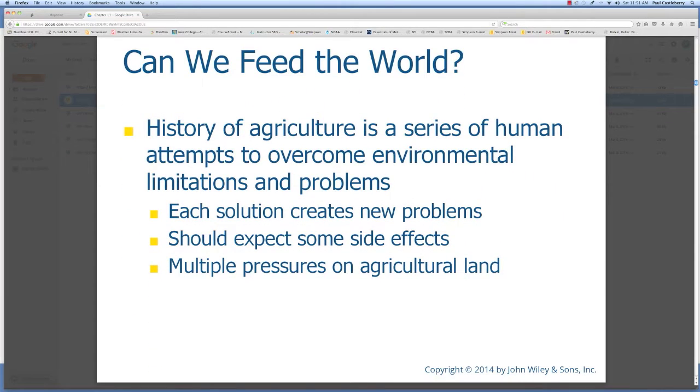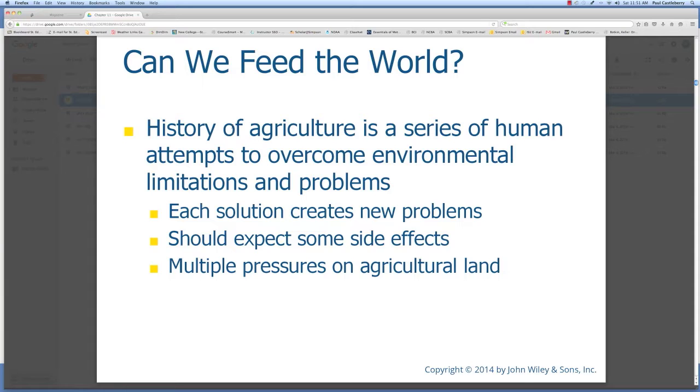Now, when we think about the history of agriculture, we can go way back, and basically the gist of this is: how can we overcome environmental limitations and problems? What's one of the environmental limitations of agriculture? It's something we talk about every day. It's the weather. It's the climate. That is a limitation to crops.